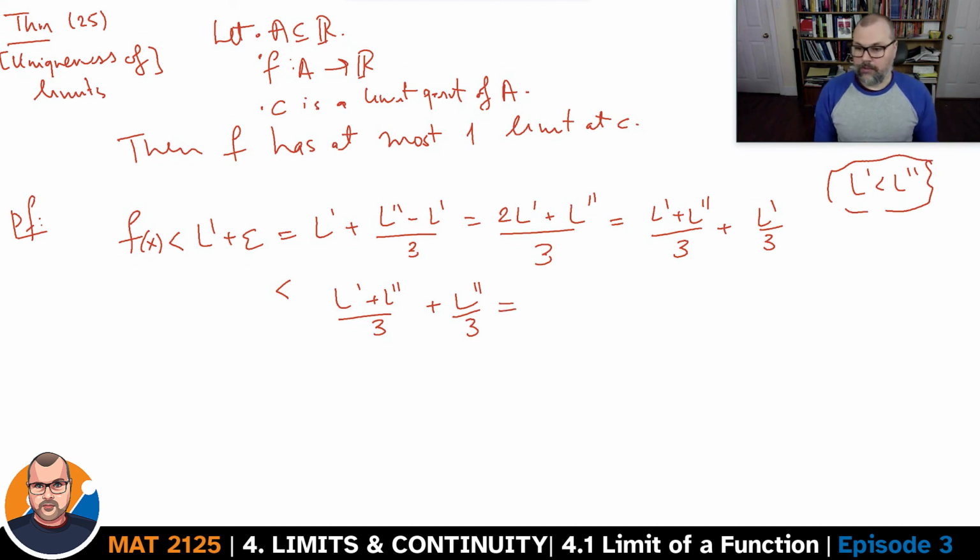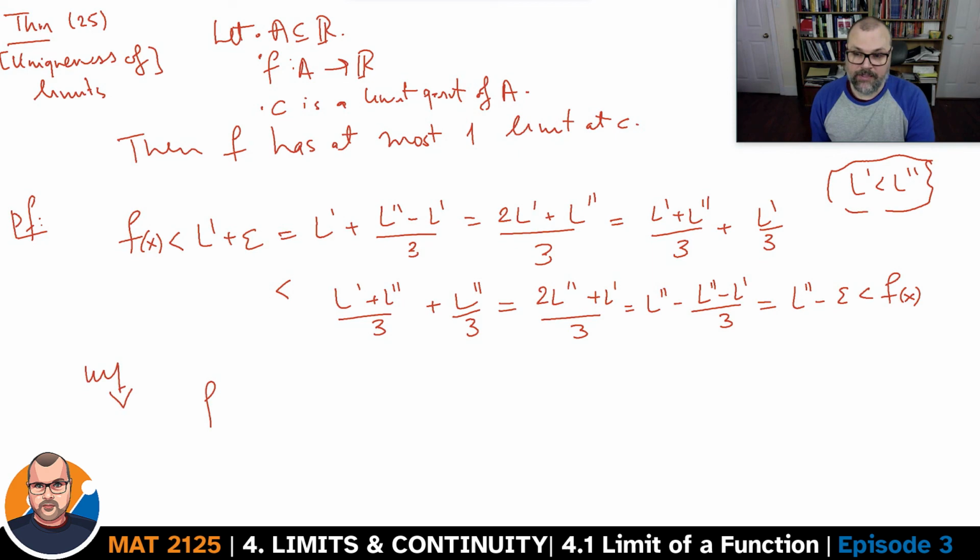And then you can rewrite these terms as twice L prime prime plus L prime divided by 3, which is the same as L prime prime minus L prime prime minus L prime divided by 3, just rearranging the terms. That's L prime prime minus epsilon, because this was our value of epsilon, which will be less than f at x, which is a contradiction, because this means that f at x is smaller than f at x, and that's impossible. The inequalities here are strict.